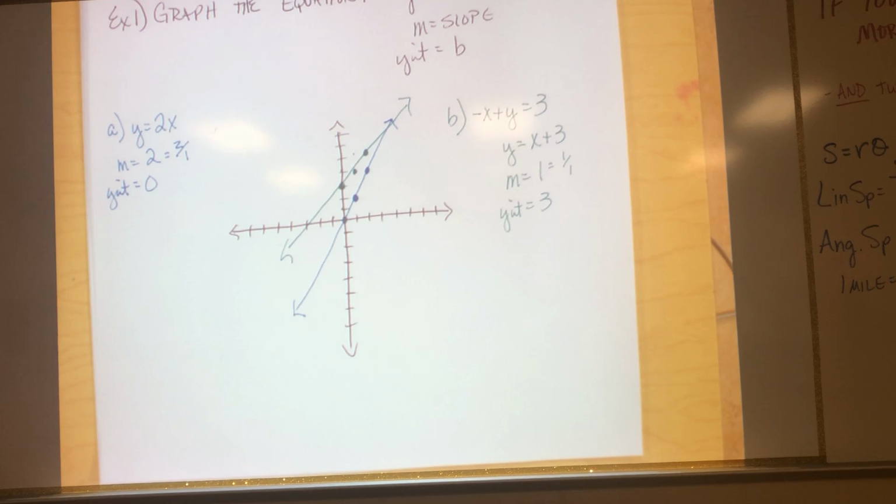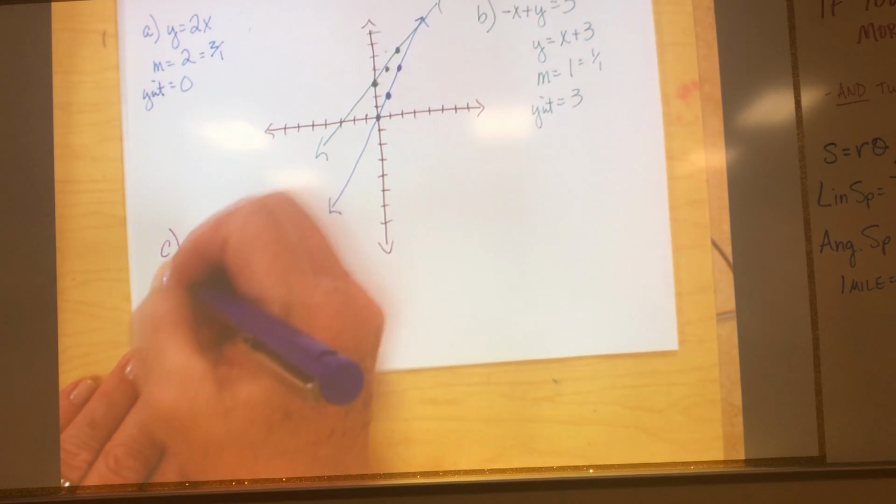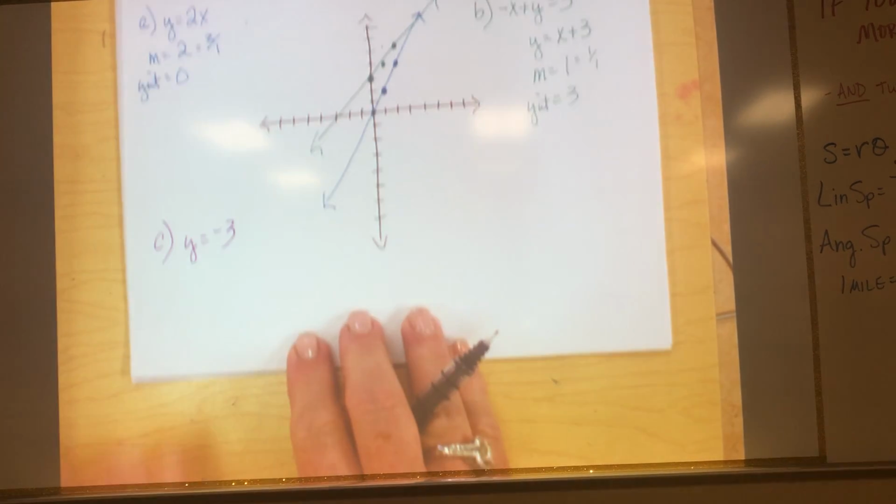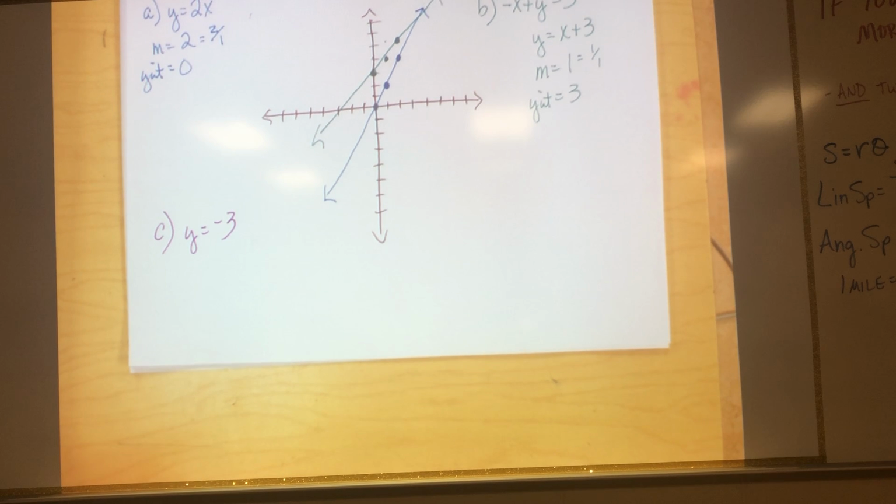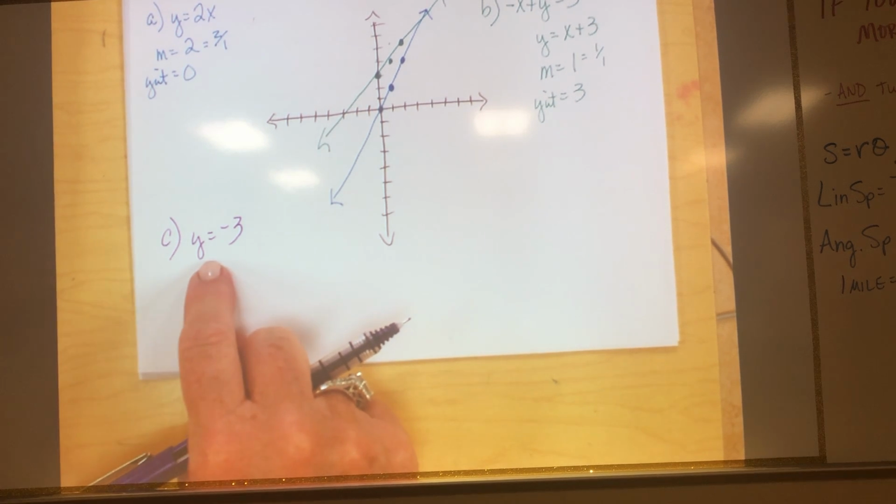Anybody got a question? Okay? Let's do another one. Here's the next one. All right, you got this one? Okay, y equals negative 3. People, it's already solved for y.